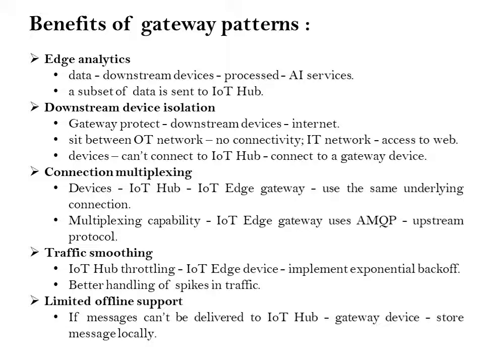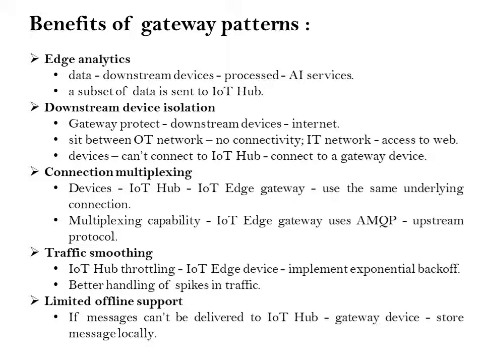Here, the gateway device protects all the downstream devices from exposure to the internet. It can sit in between an operational technology network that does not have connectivity and an information technology network that provides access to the web. Similarly, devices that don't have the capability to connect to IoT Hub on their own can connect to a gateway device instead. Next comes connection multiplexing.